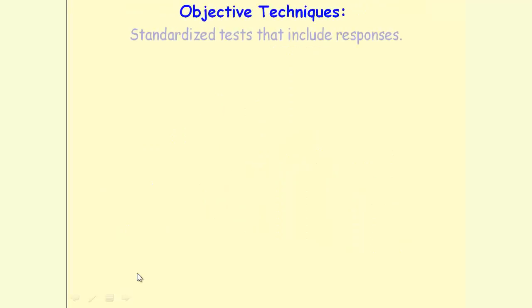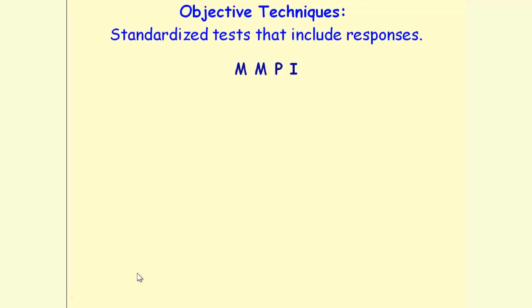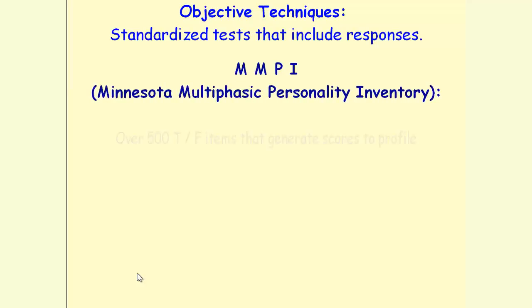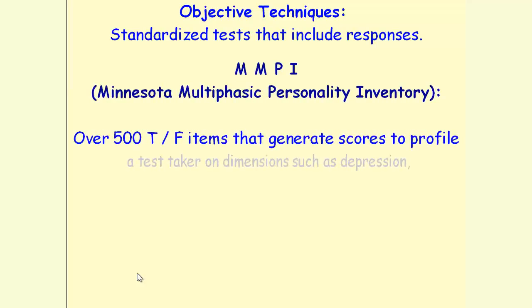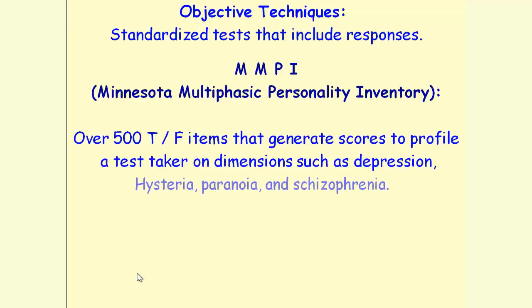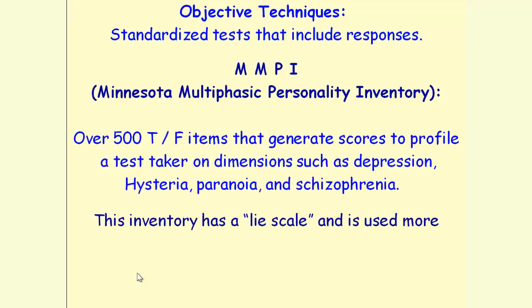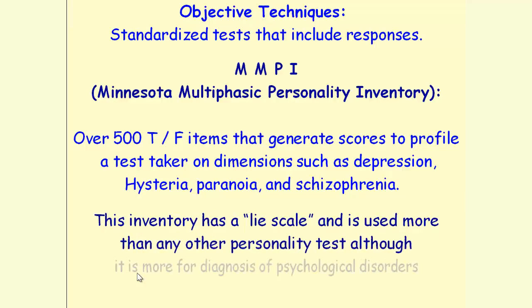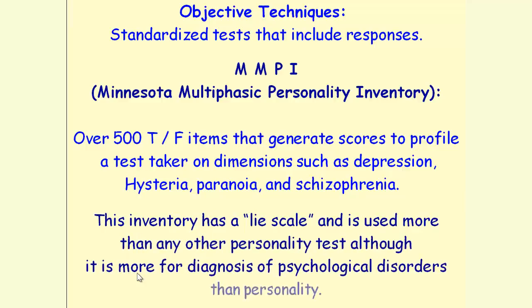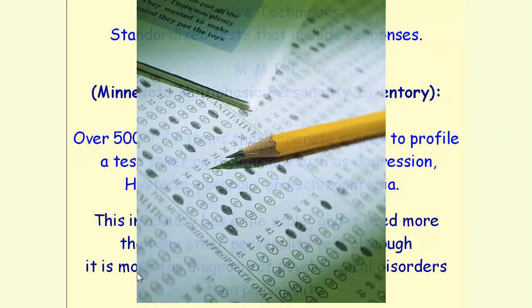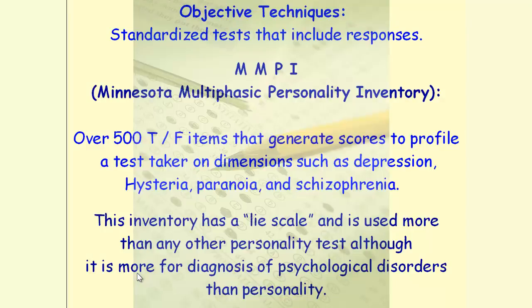Objective techniques are tests that have predetermined answers. One of the more commonly used objective techniques or standardized tests is the MMPI, the Minnesota Multiphasic Personality Inventory, with over 500 true-false items that generate scores to profile a test taker on dimensions such as depression, hysteria, paranoia, and schizophrenia. This inventory also has a lie scale, and it is used more than any other personality test, although it is more for diagnosis of psych disorders than it is actually used to determine personality.